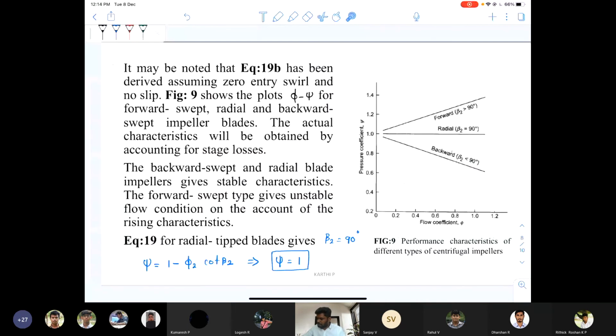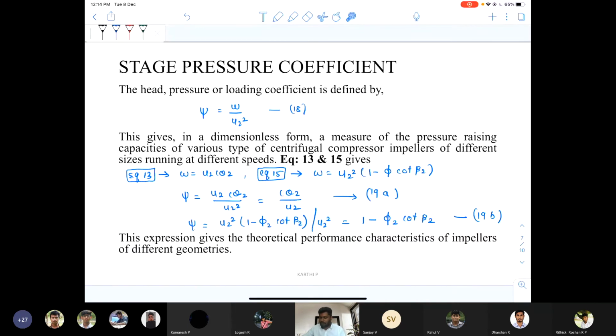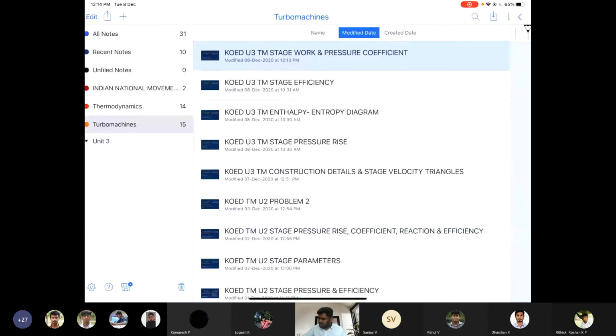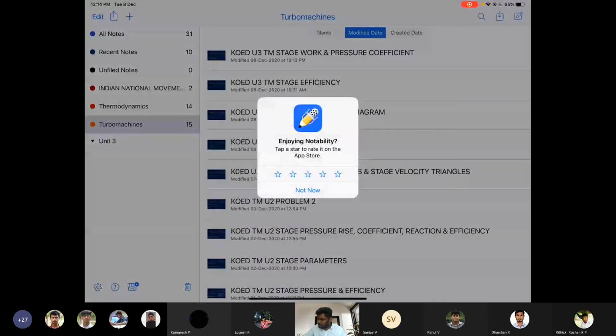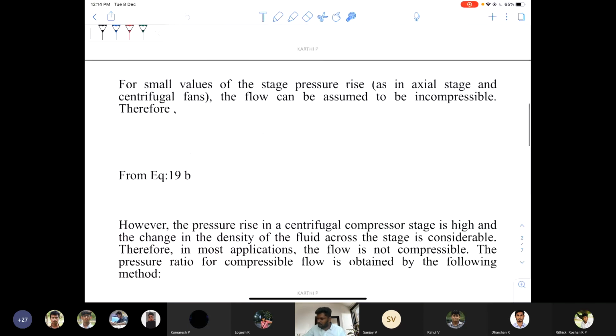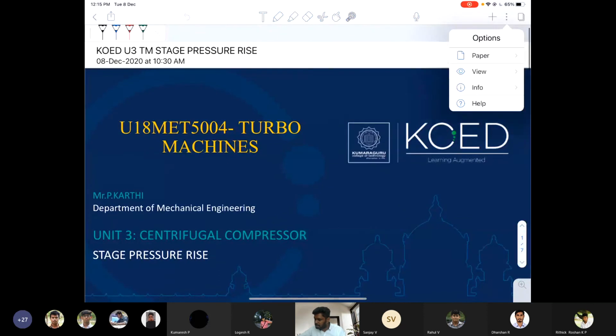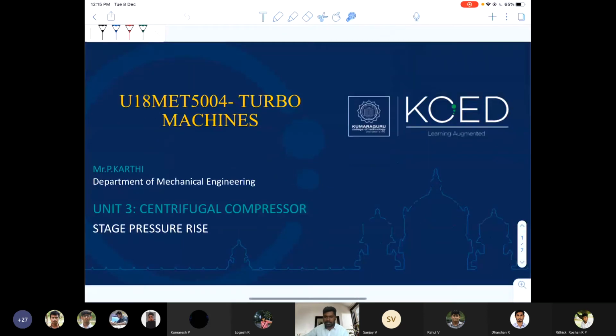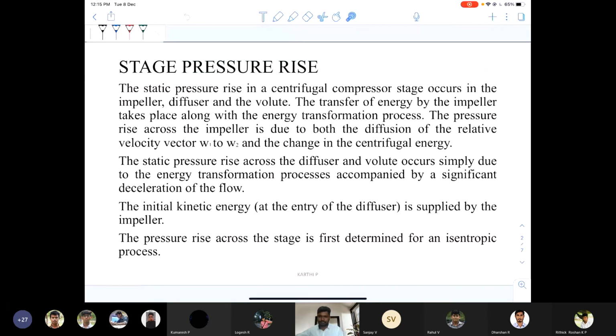This is about the stage pressure coefficient. Now we can move on to another topic called stage pressure rise. Stage pressure rise of a centrifugal compressor.